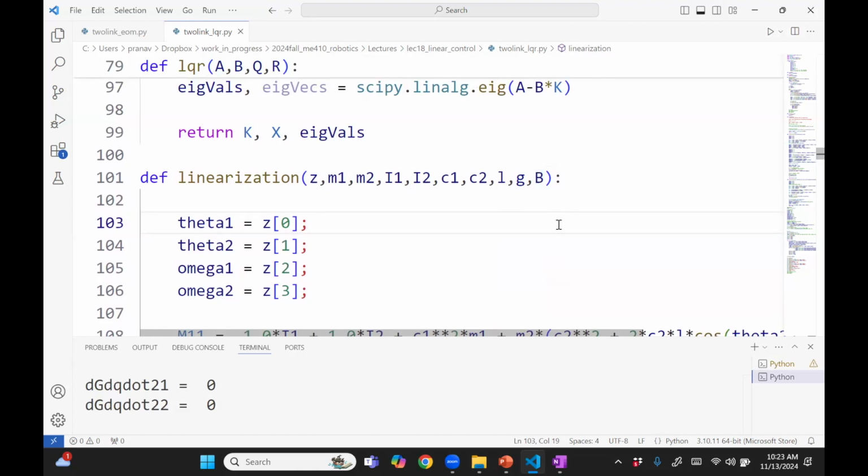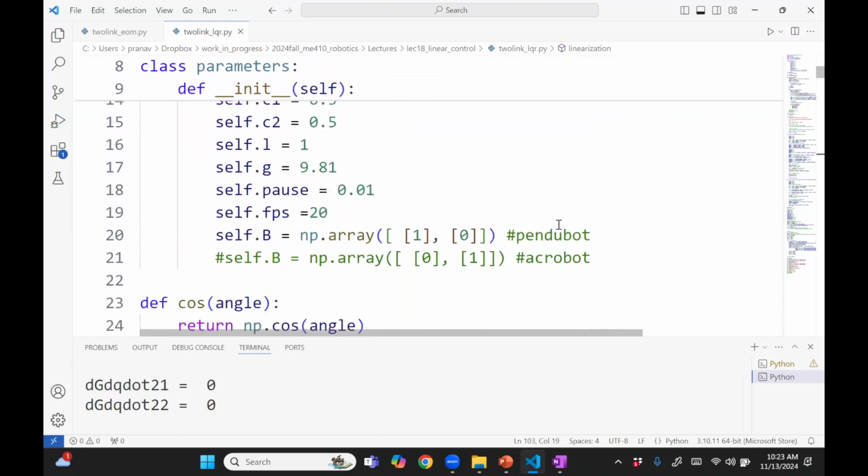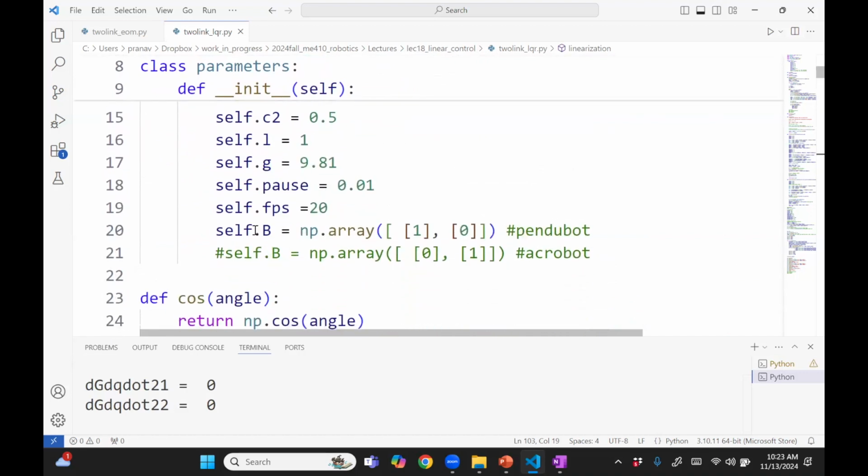So this code can actually do both Pendubot and Acrobot, because if you go up here, you can see if you want Pendubot, just put B as this. If you want Acrobot, put that. So let me run this first.